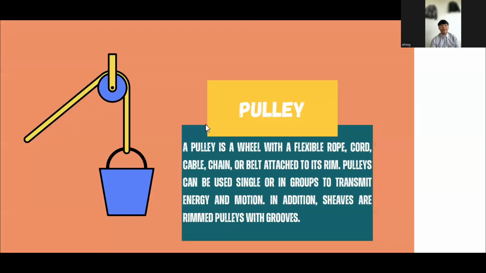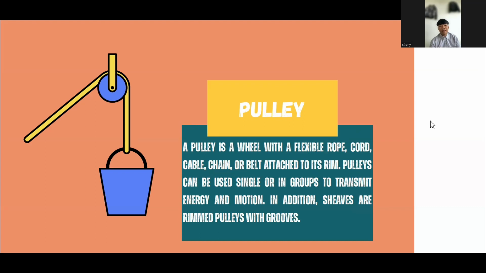A pulley is a wheel with a flexible rope, cord, cable, chain, or belt attached to its rim. A pulley can be used singly or in a group to transmit energy and motion. In addition, shafts are rim pulleys with groove. Belt drive involves attaching pulleys to shafts at the axis and transmitting power between the shafts using an endless belt that runs over the pulley. This can be located in systems like cranes, elevators, and flagpoles.